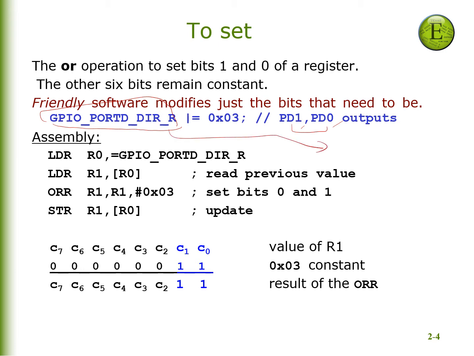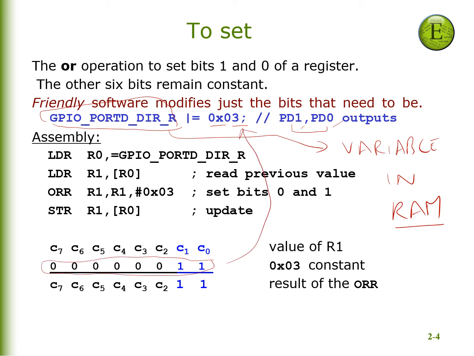So remember, this is a variable that is stored in the RAM. We're going to take the bitwise OR operation of this variable with hex 03, which is basically this number. Okay, so the first instruction is basically loading the address of this port D variable inside the register R0, and then we are going to read the value of the variable using the second instruction that goes into R1.